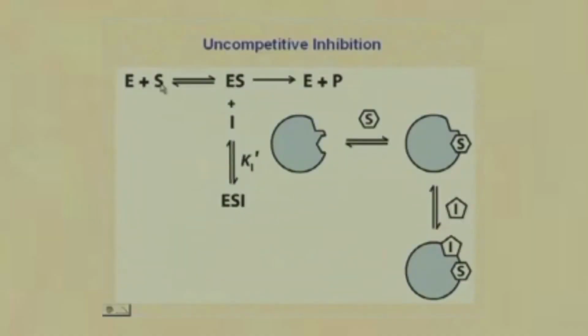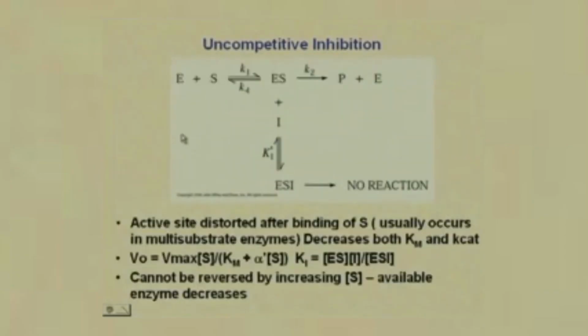So, we have E plus S going to the ES complex, which can add the inhibitor to it, forming this ternary complex again, and the ES can dissociate into the E plus the P. So, this is our enzyme, this is our substrate that sits here, and the enzyme substrate inhibitor ternary complex looks like this. But again, it is the enzyme substrate that is going to form the product. Okay? So, this is the basic difference between these.